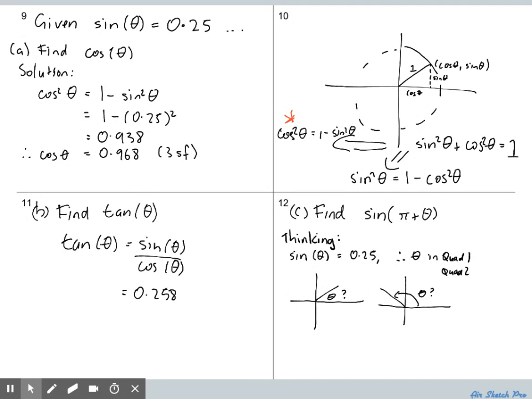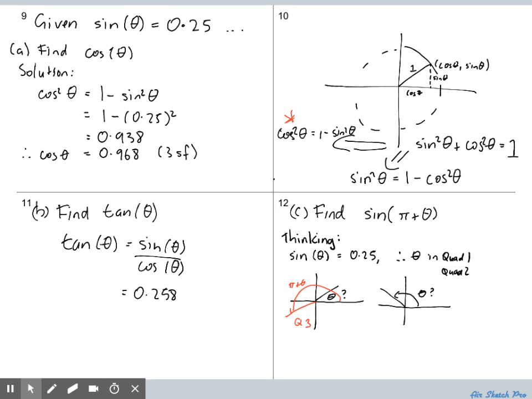So what does pi plus theta look like then? I've just done a random angle there. I don't know what that is, but pi plus theta would be an extra 180 degrees. Okay, so pi plus theta is going to end up being down here. So it's going to be in quadrant 3.